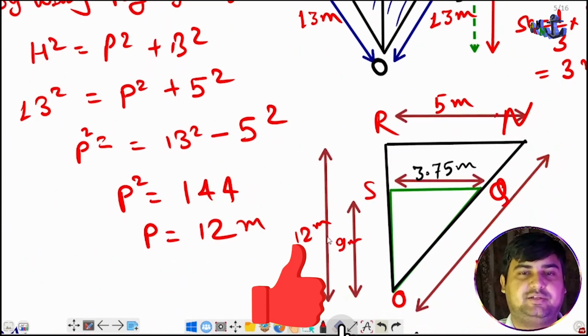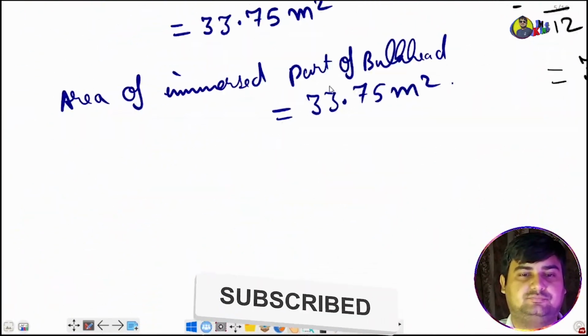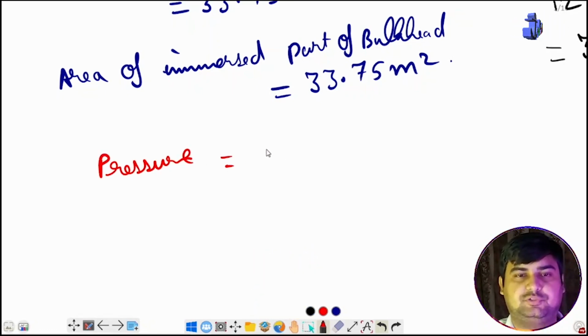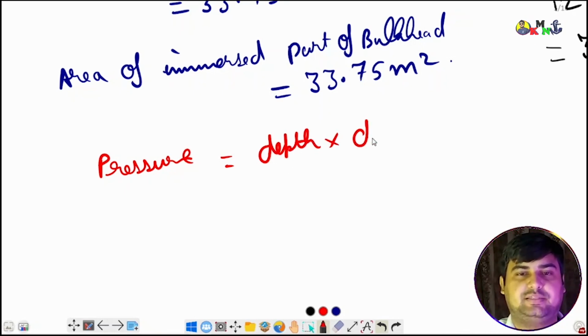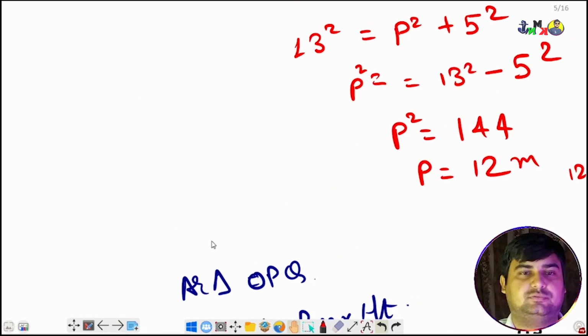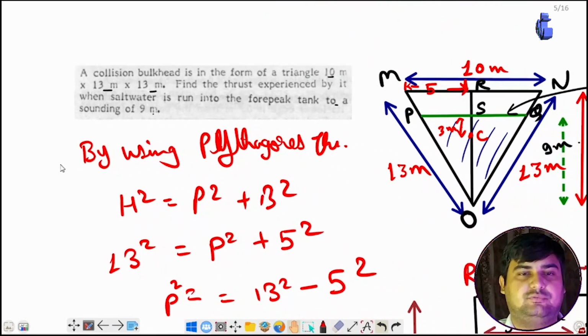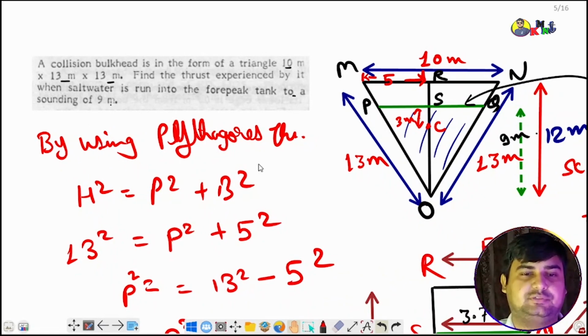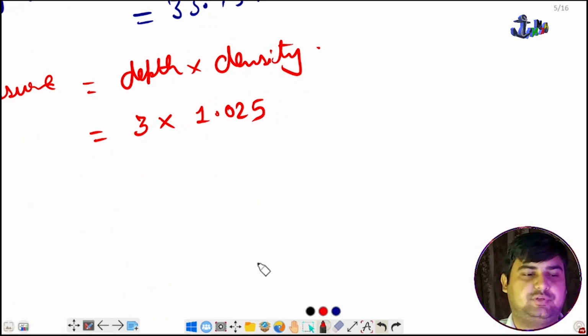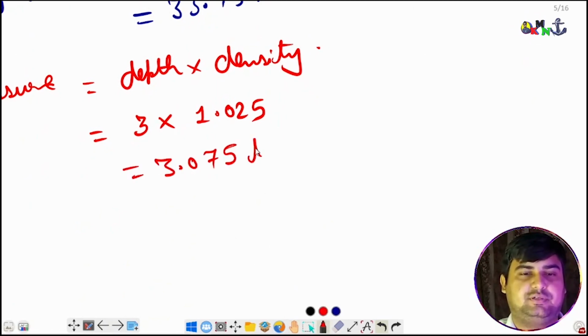Now as we know that pressure will act at geometric center, so we will find out the pressure now. So pressure will be equals to depth into density. So depth is from the water surface, that will be equals to 3 meters into density, that is 1.025, is full of salt water. This we have read in the question: when the salt water is run into the four-peak tank to a sounding of 9 meters. So 3 into 1.025, it will give you 3.075 tons per meter square.